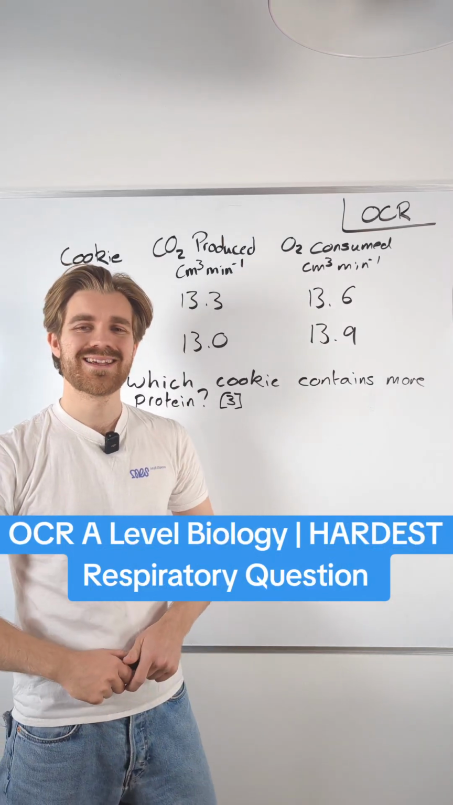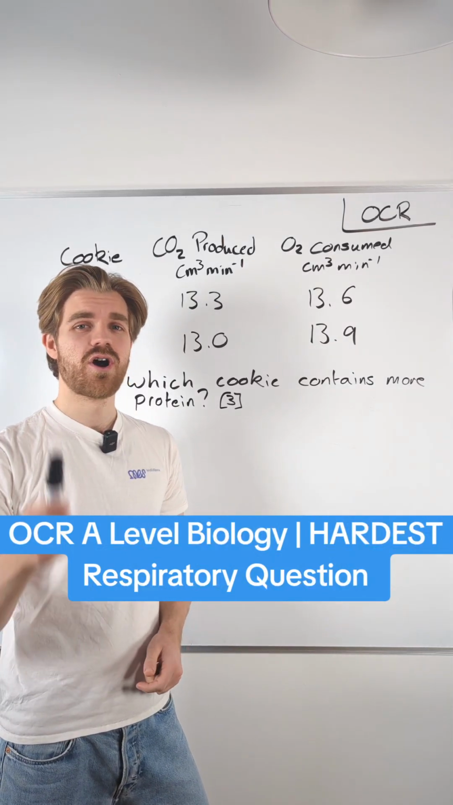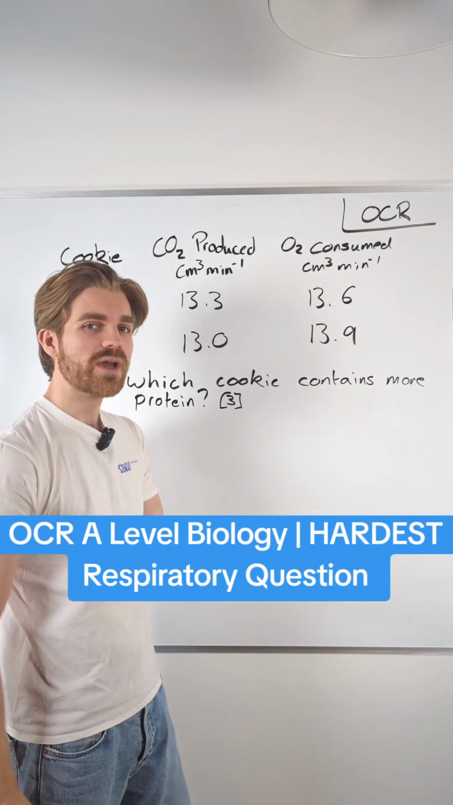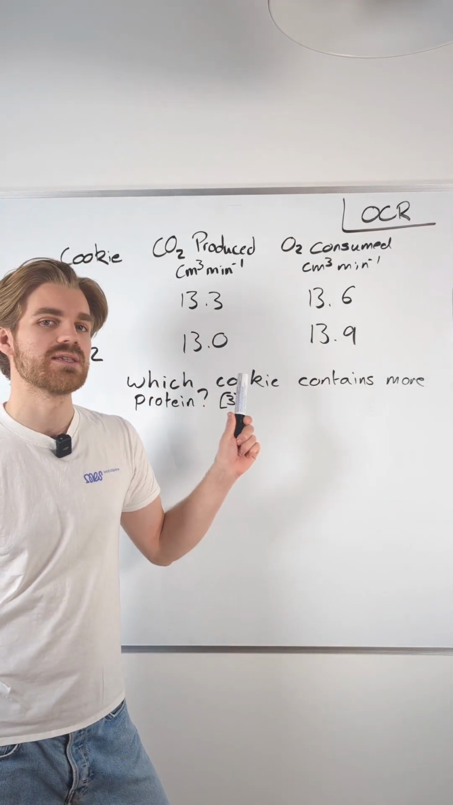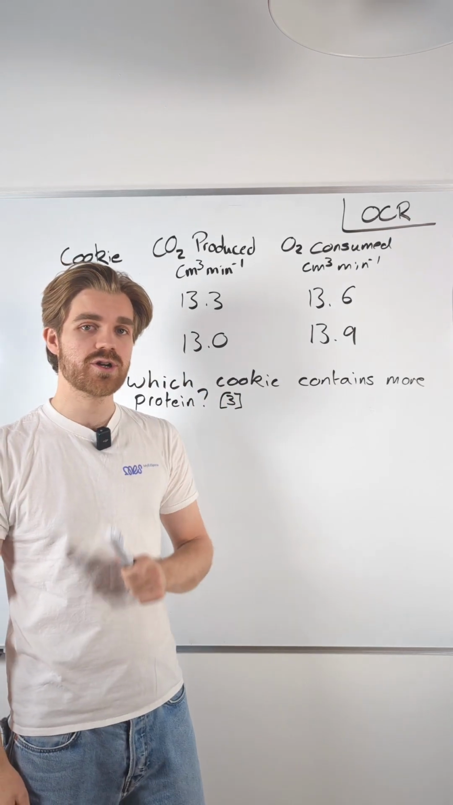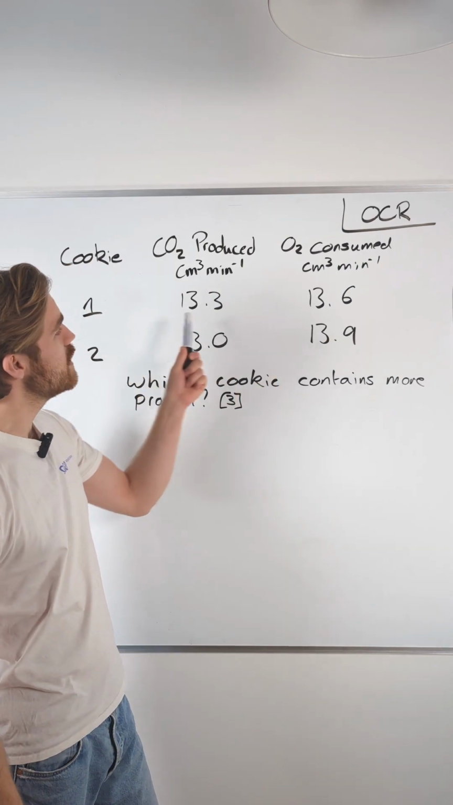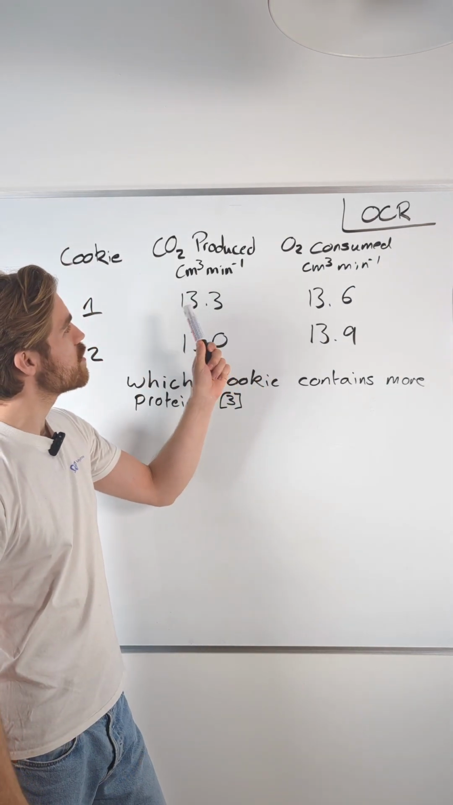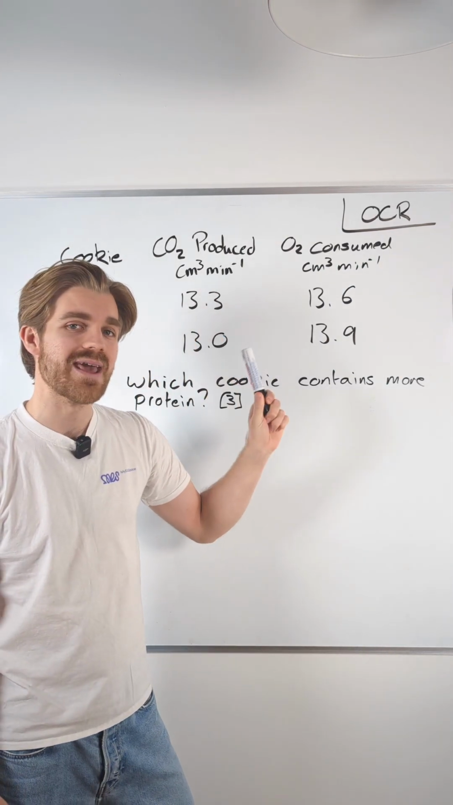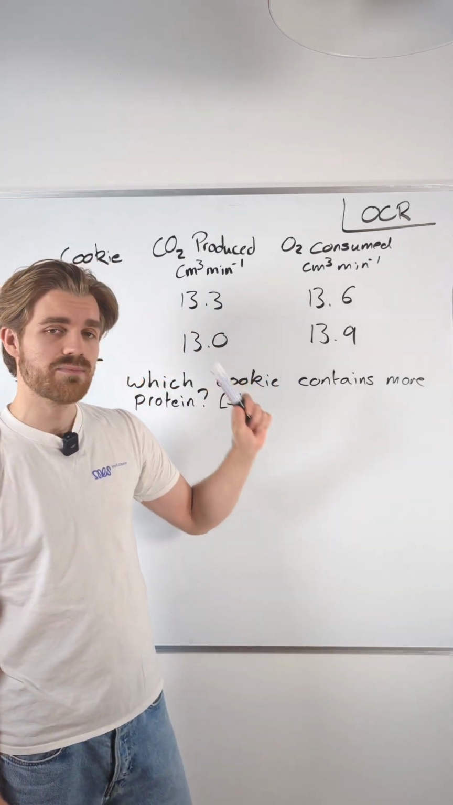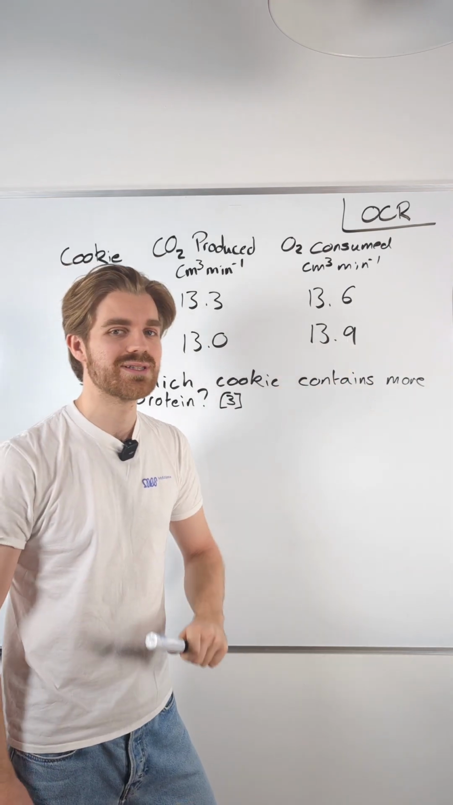Hi, I'm Joe, and let's take a look at one of the hardest questions on respiratory quotients in OCR A-level biology. We're given some data here about two cookies, and they have been used as a respiratory substrate in maggots. And we are told that for cookie number 1, 13.3 centimetres cubed per minute of carbon dioxide is produced. And the rate of consumption of oxygen is 13.6.